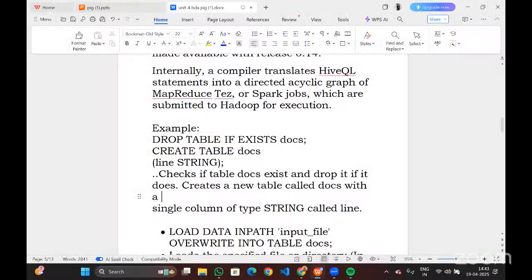Drop table if exists. So here, if the table exists, it is going to drop the table, that is, remove the table if it is available, right?